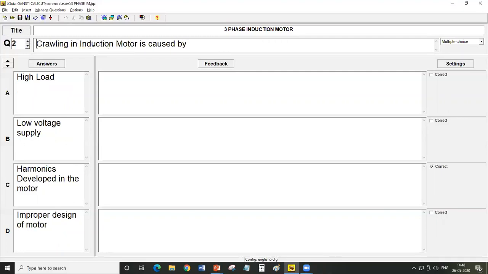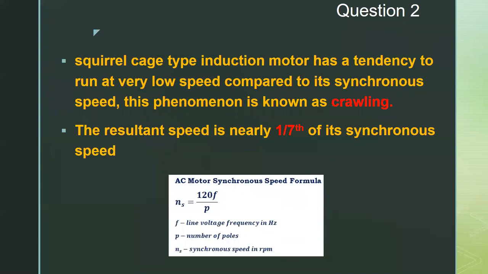Next question: what is crawling in induction motor caused by? Read the options: high load, low voltage supply, harmonics developed in the motor, improper design of motor. So what is the question? Crawling in induction motor is caused by. What is crawling? You have to understand what crawling is. That is an important thing.